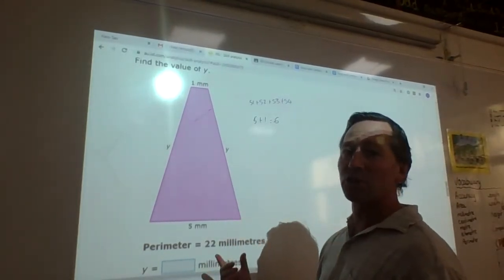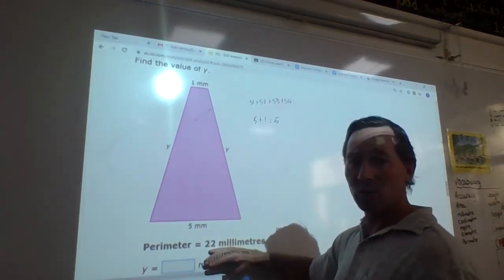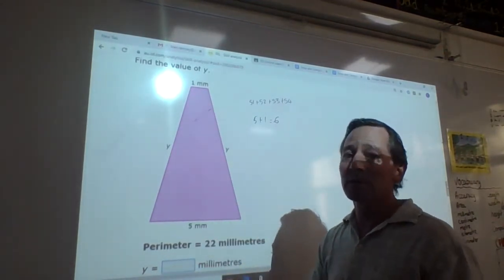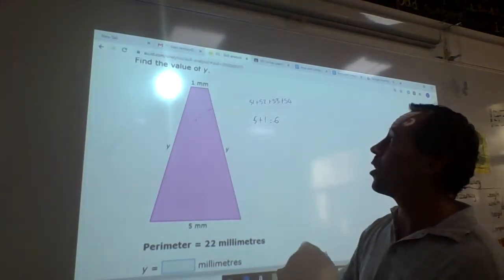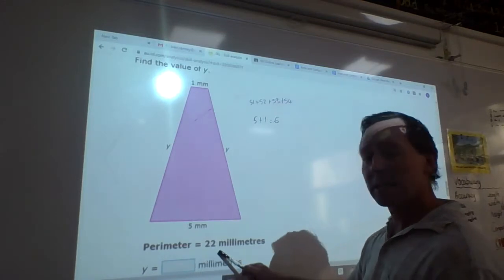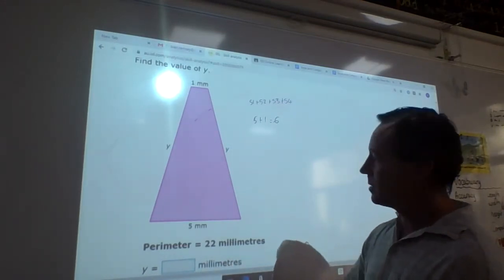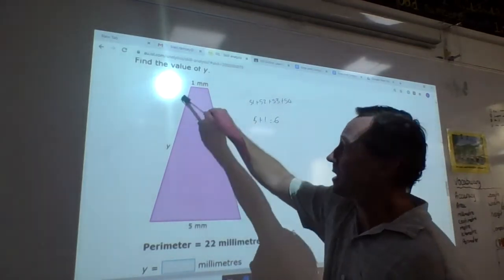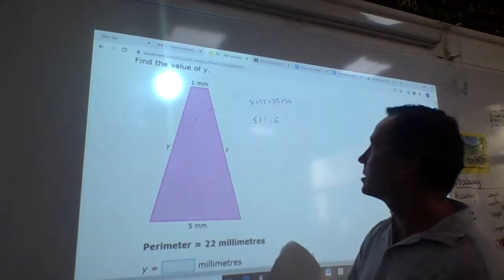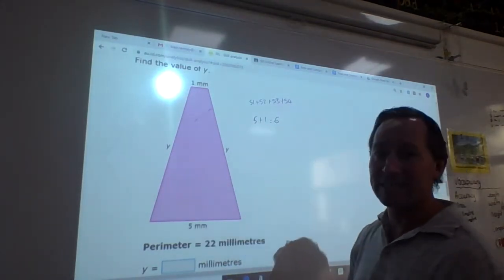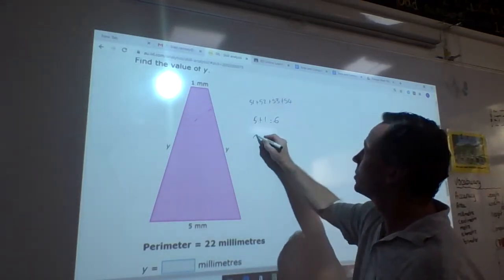If we just assume that we're just adding up the sides here without really looking at all the clues, you're probably going to get it wrong. So make sure you look at everything on your screen to help you out. Find the value of y, and down here it says the perimeter is equal to 22 millimeters. The perimeter is the outside, not the inside. It's the distance around the outside. So we know side 1 and side 2, we have 6. Our other clue, the total distance around it is 22.